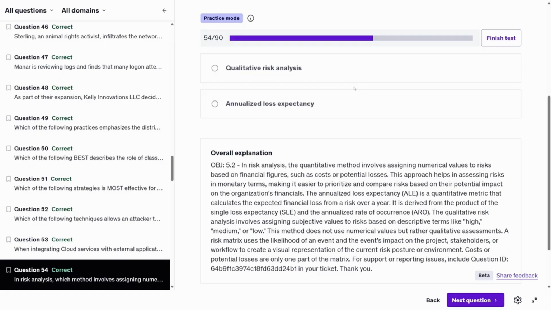The annual loss expectancy is a quantitative metric that calculates the expected financial loss from a risk over a year. It is derived from the product of single loss expectancy and the annualized rate of occurrence. The qualitative risk analysis involves assigning subjective values to risks based on descriptive terms like high, medium, or low. This method does not use numerical values, but rather qualitative assessments. A risk matrix uses the likelihood of an event and the event's impact on the project, stakeholders, or workflow to create a visual representation of the current risk posture or environment.